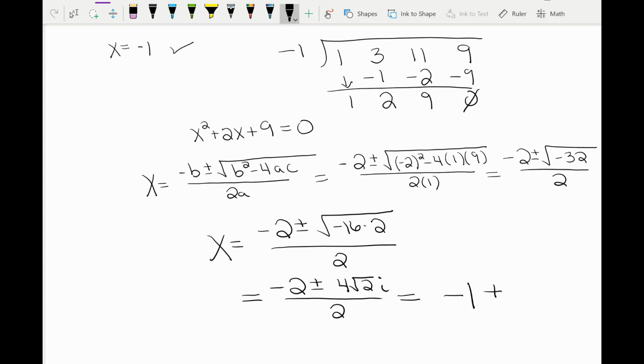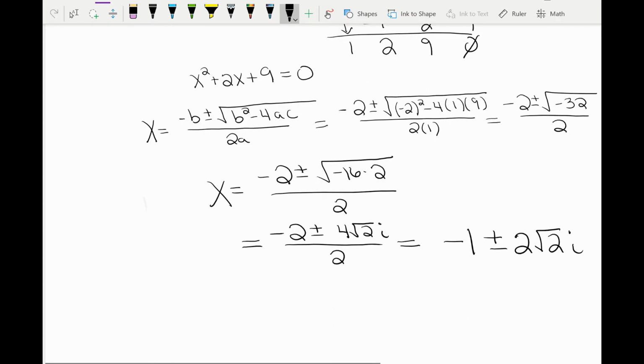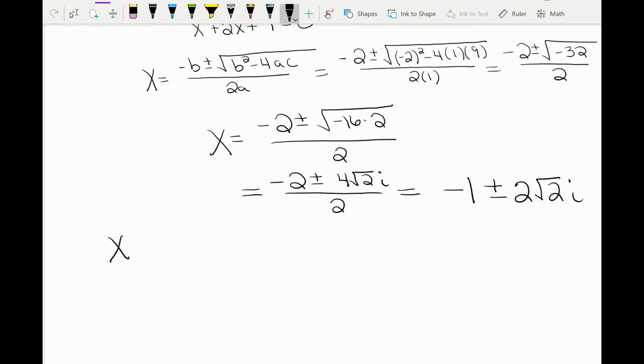And if I simplify, everything outside the radical can be divided by 2, and this will be my final two x values. They are both complex. So I get x equals -1 plus 2 square root 2i, and then -1 minus 2 square root 2i.